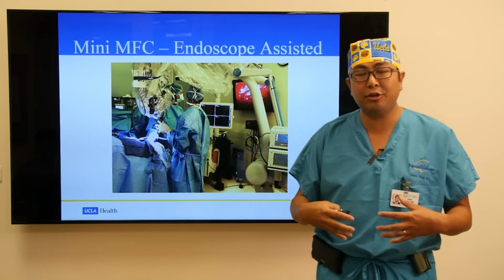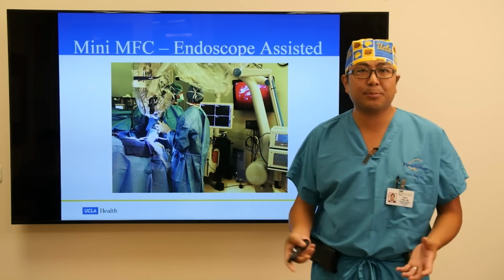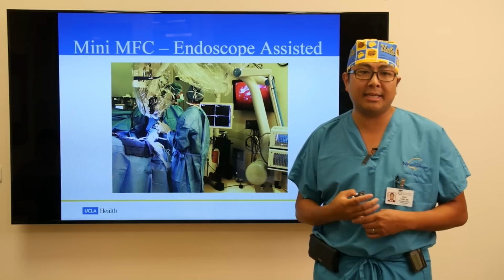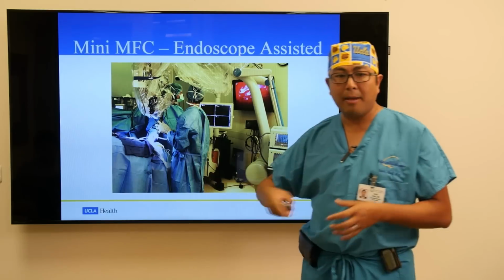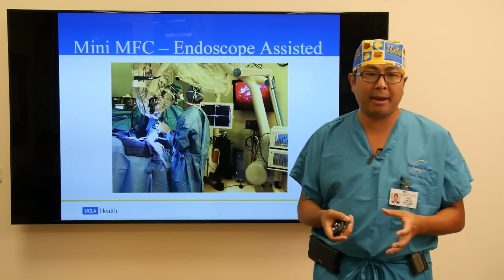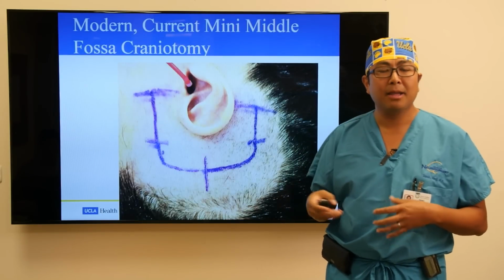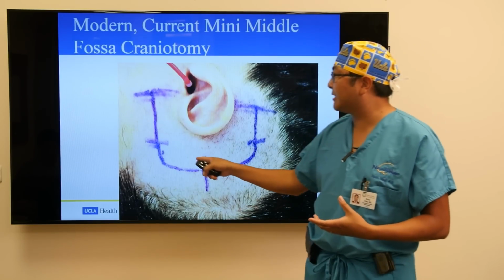And this is us here at UCLA. This is my partner, Dr. Quinton Gopin, who's a world expert otologist, head and neck ENT surgeon, and really one of the world's experts in SSCD. And here we're using an endoscope. You can see the endoscope being put in for an endoscope-assisted SSCD repair. Even in endoscopic-assisted SSCD repair, you're going to have to do a mini middle fossa craniotomy. And this is what the incision looks like.